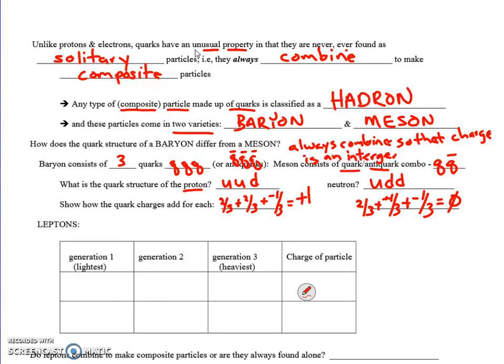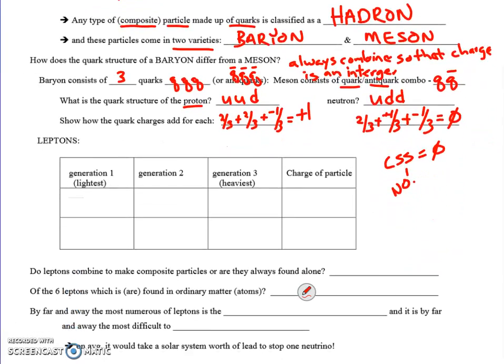Now, if I had another particle that was, let's say, a charm, strange, if I add up the charges, I will get 0 as well. Does that mean that's a neutron? And the answer is no. This is an altogether different particle that just happens to have a charge of 0. So not all neutral particles are neutrons. A neutron is a neutron because it's made up of those three quarks.